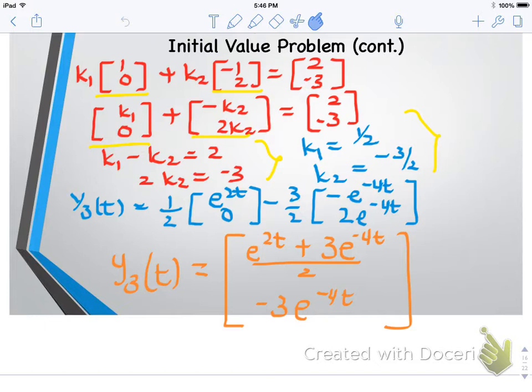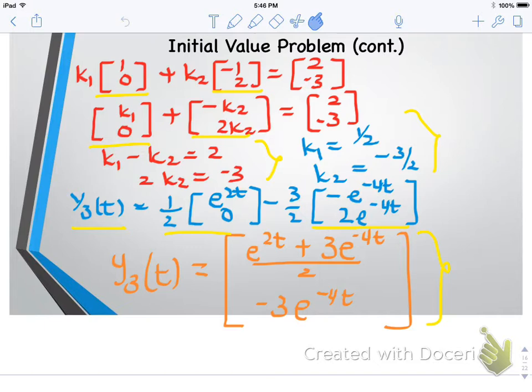And so that tells us that y sub 3 of t, the particular solution, is equal to 1/2 times y sub 1 of t minus 3/2 times y sub 2 of t. Again, I'm going to leave it to you to simplify, but this should be your final answer. So we just found a solution to our initial value problem. Isn't that cool? I love vectors. It makes our life a lot easier, I think.